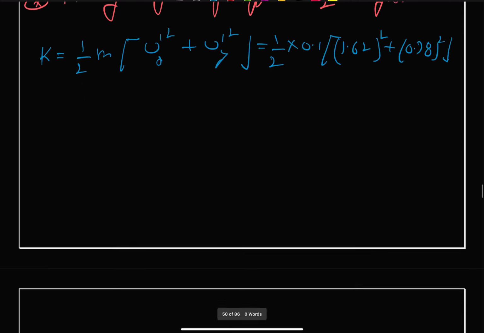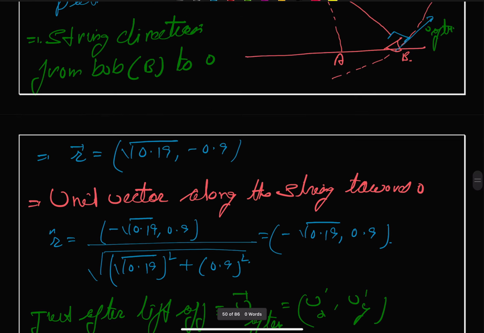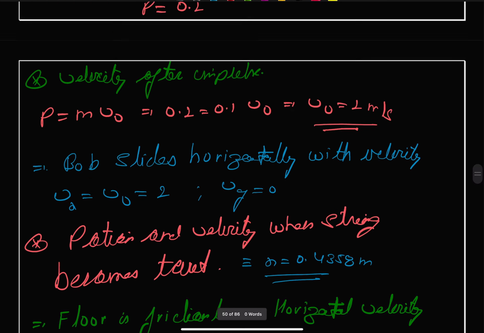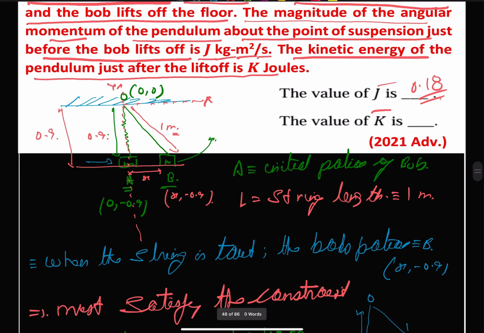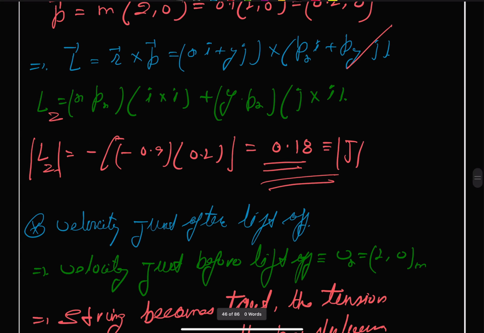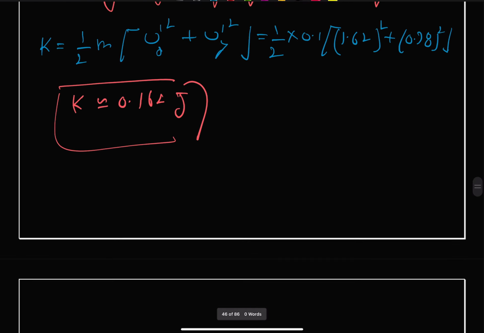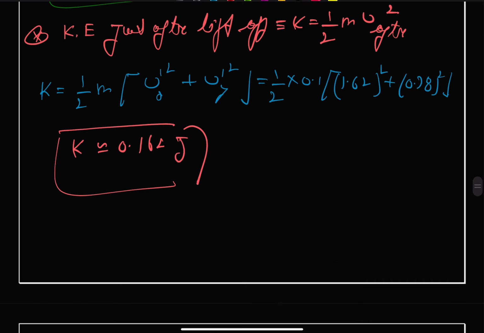So this will be half into 0.1, and we have 1.62 whole square plus 0.78 whole square. So we get that the value of kinetic energy is approximately equal to 0.162 joules. So this comes as 0.16 joules. So this completes the question. Thank you.